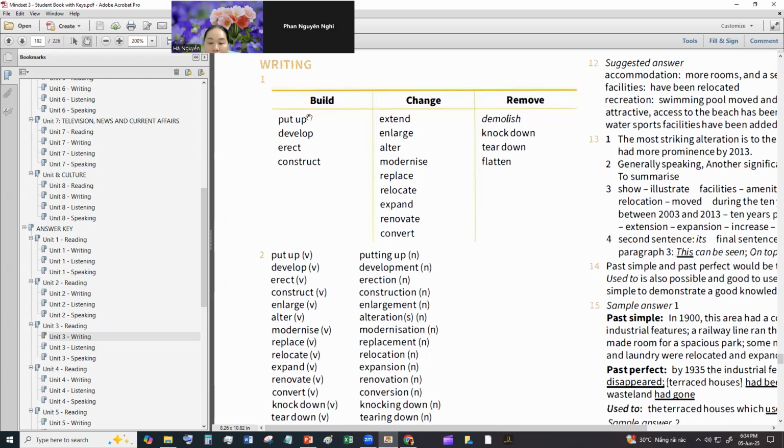Put up, putting up; develop, development; erect, erection; construct, construction; enlarge, enlargement; alter, alteration; modernize, modernization; replace, replacement; relocate, relocation; expand, expansion; renovate, renovation; convert, conversion; knock down, knocking down; tear down, tearing down. Okay. Remember the final verb is tear, tear down, tearing down. Can you say that? Tearing down.